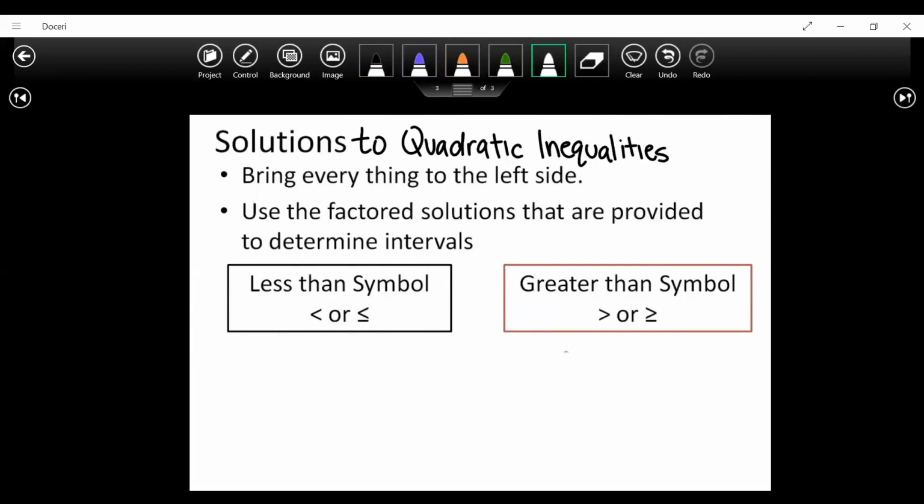We're going to set everything equal to 0 on the right side. We're going to bring everything to the left-hand side. So we're still going to be able to solve this out.